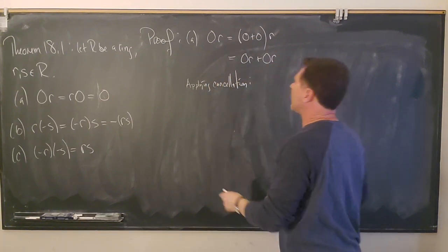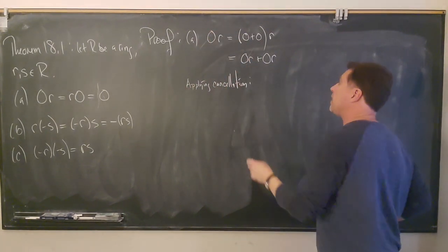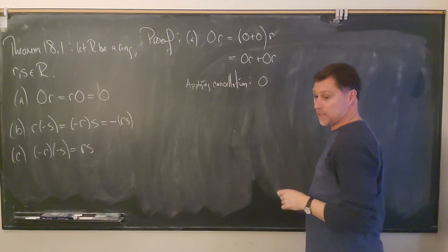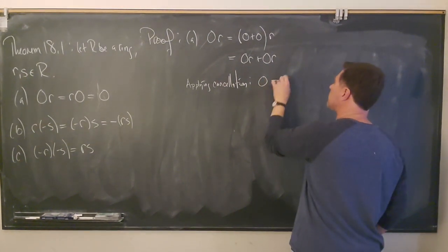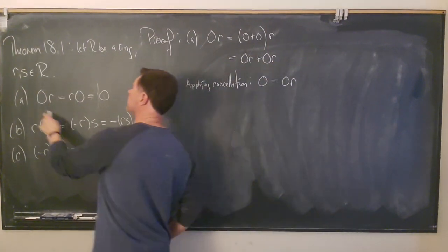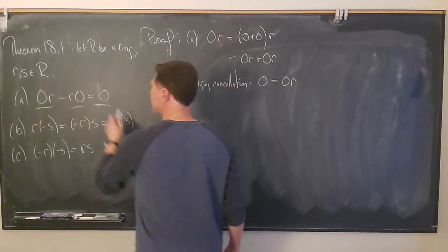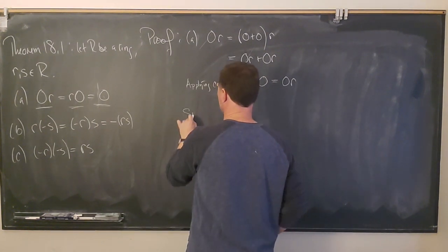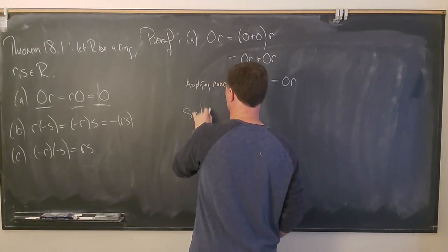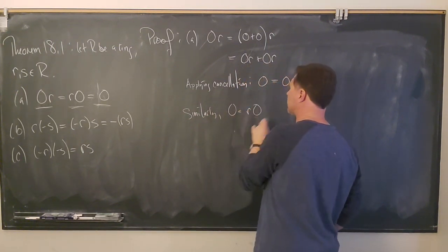Applying cancellation, I can cancel a factor from each side, and what I get is that the additive identity is equal to 0r. So what I showed is that this thing is equal to this thing. The proof that this is equal to this is similar, so similarly, 0 is equal to r times 0.